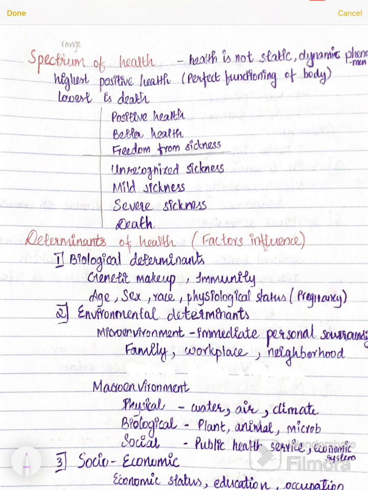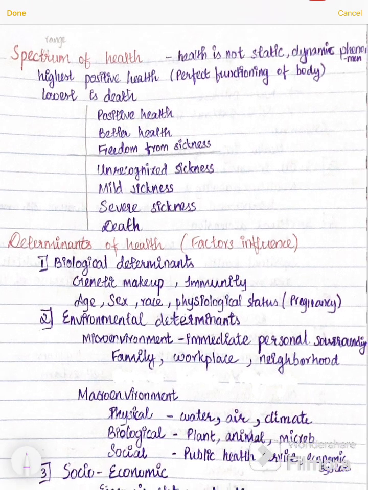Hello everyone, this is the continuation of lectures on health. So now we'll be learning the spectrum of health, determinants of health and indicators of health. Spectrum of health. The word spectrum means range.